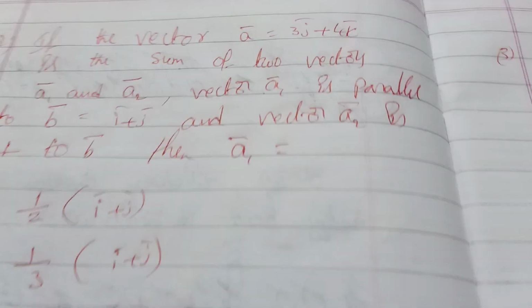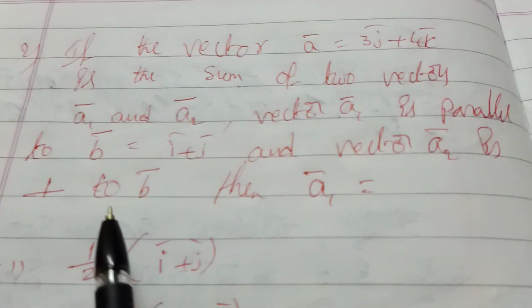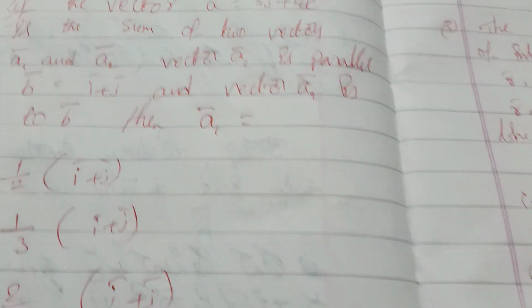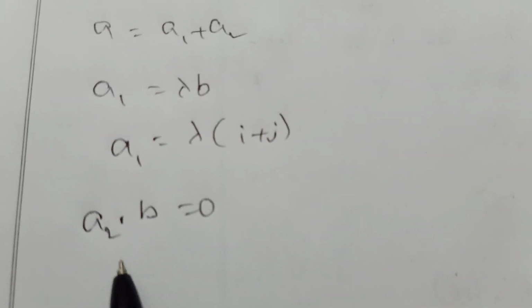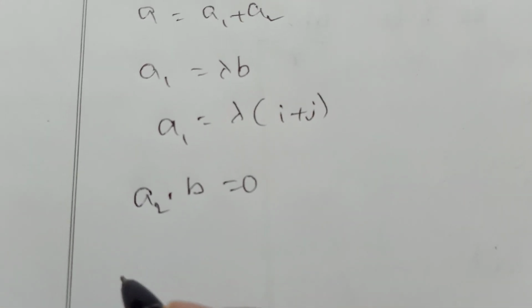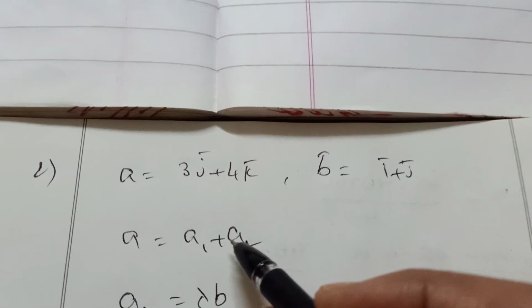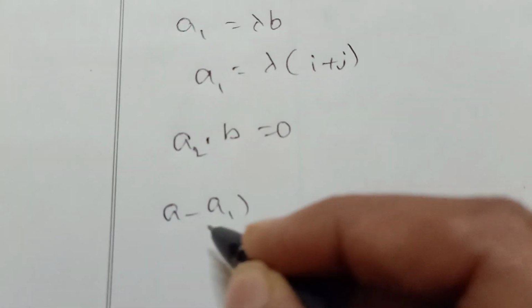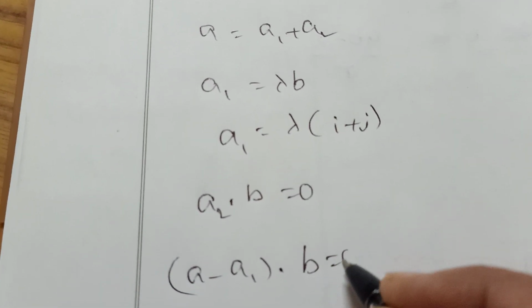A2 is perpendicular to B bar means what? Here see what is the question. Then A1 bar is the question. Right? A2 bar perpendicular to B bar. Then what is A2? Tell me, here A2 is A minus A1. Right? I am writing here A minus A1 into B equal to 0.